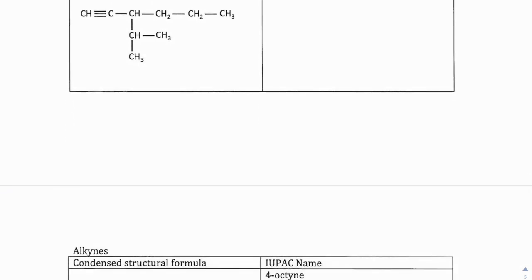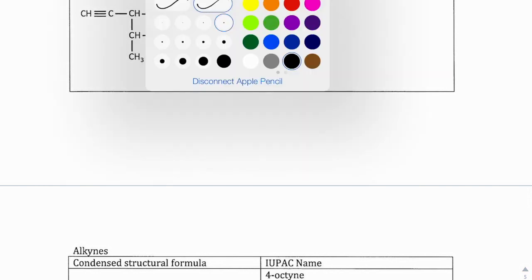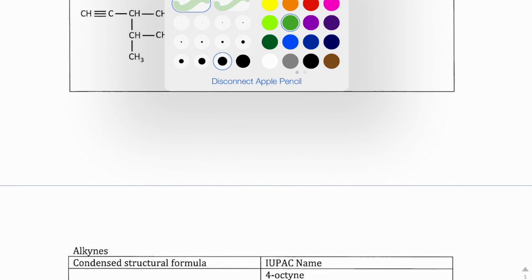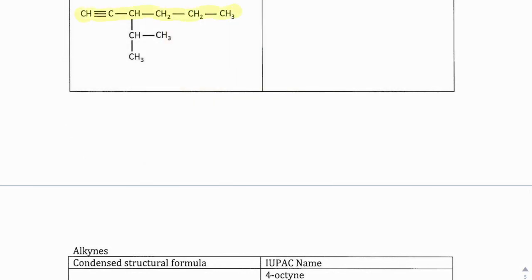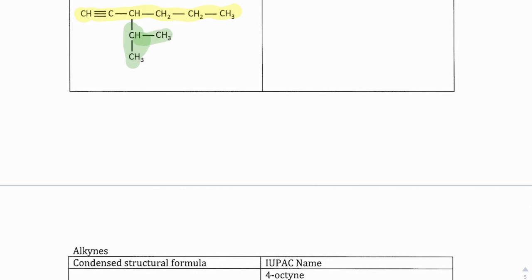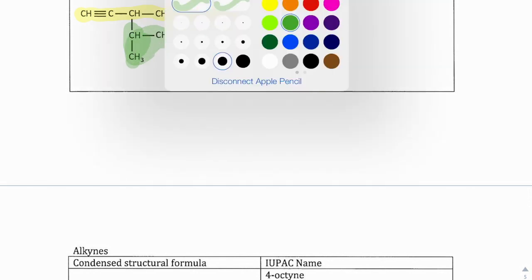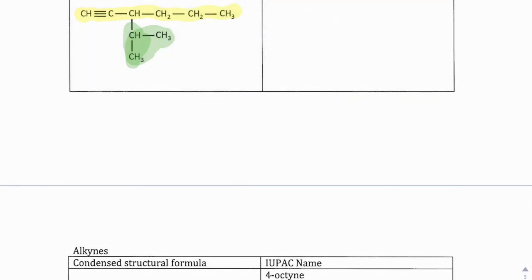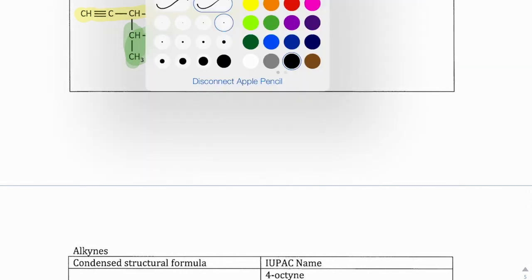Now let's go on. Automatically, I know where I'm going to start now. I already see my longest carbon chain. Hopefully you guys do too. This is the longest carbon chain. And I'm doing only common names for this. I'm not going to do complex. So this is the isopropyl group. Let me just write it out for you guys.